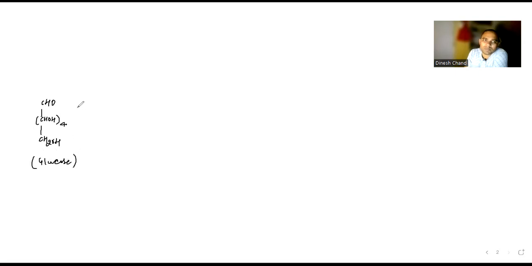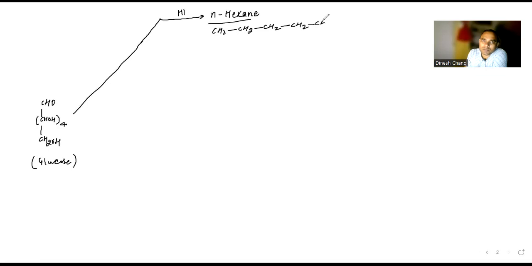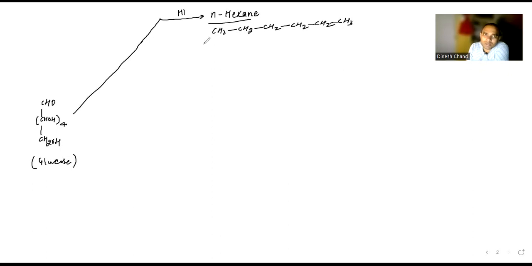All these 10 chemical properties give some information about glucose, right student? Suppose you are treating with HI, it is going to give N-hexane. What is N-hexane? CH3, CH2, CH2, CH2, CH2, and finally CH3. This is N-hexane, student.